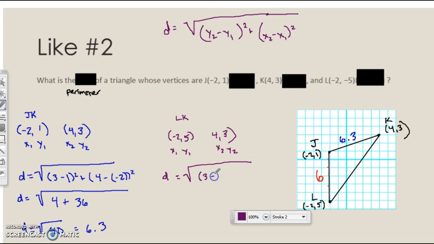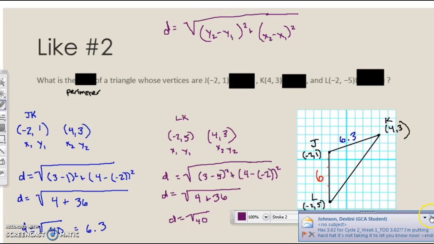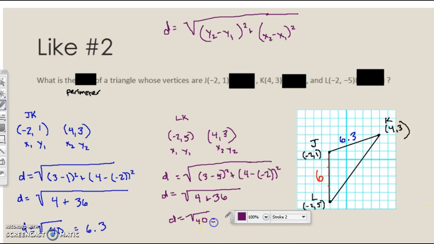Y2 is 3. Y1 is -5. Let's see here. X2 is 4, and this is where it gets a little confusing. The formula tells me to subtract, and then X1 is -2. Okay? So just don't let that throw you off. So now I've got 3 minus -5, which is 8, and 8 squared is 64. 4 minus -2, that's the same as saying 4 plus 2. That gives me 6, and 6 squared is 36. Hey, what do you know? I end up with the same answer, don't I? 6.3.